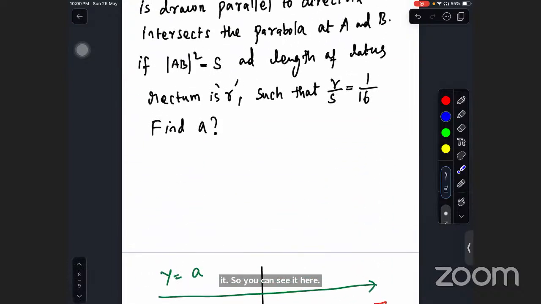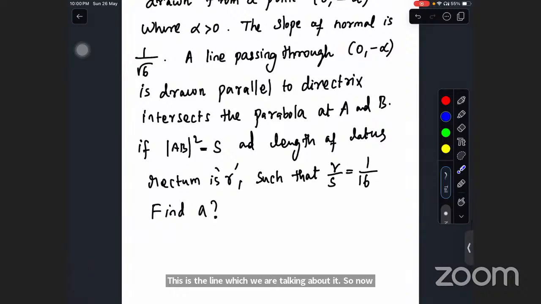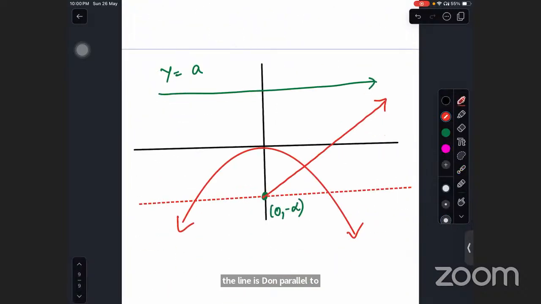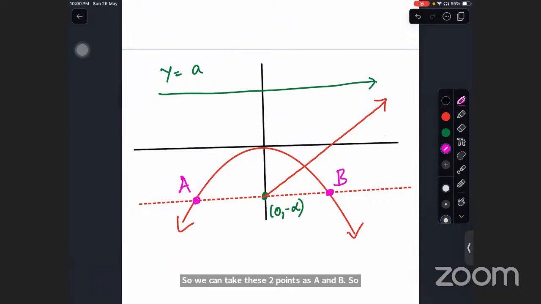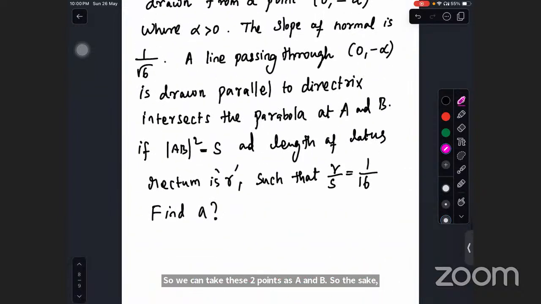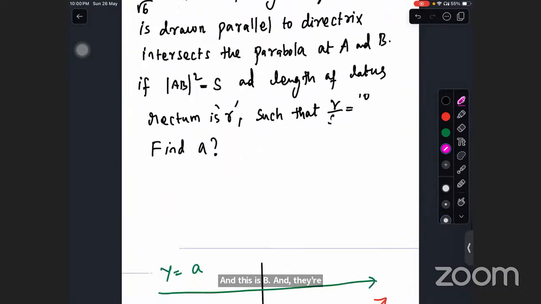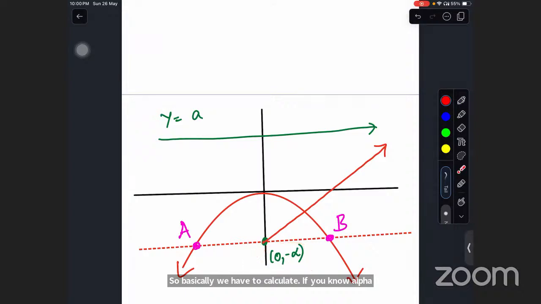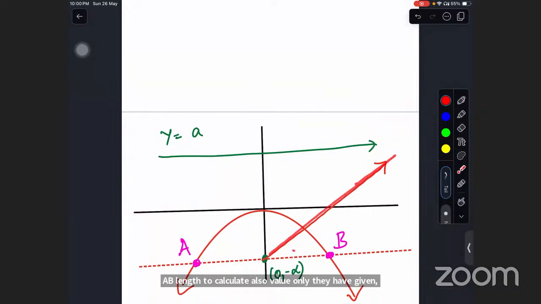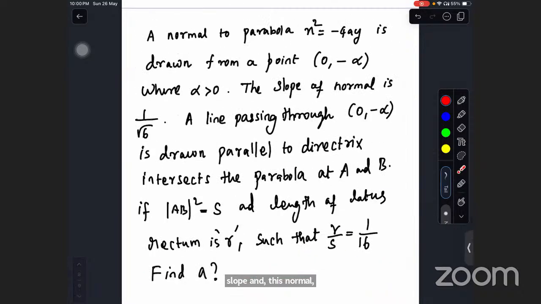So now the line is drawn parallel to the directrix and intersects the parabola at points A and B. So let's take this as A and this is B. They are asking for mod of AB square. So basically we have to calculate the AB length. If we know the alpha value, then we can tell the AB length. To calculate the alpha value, they have given the slope and the normal line equation, which we have to write.